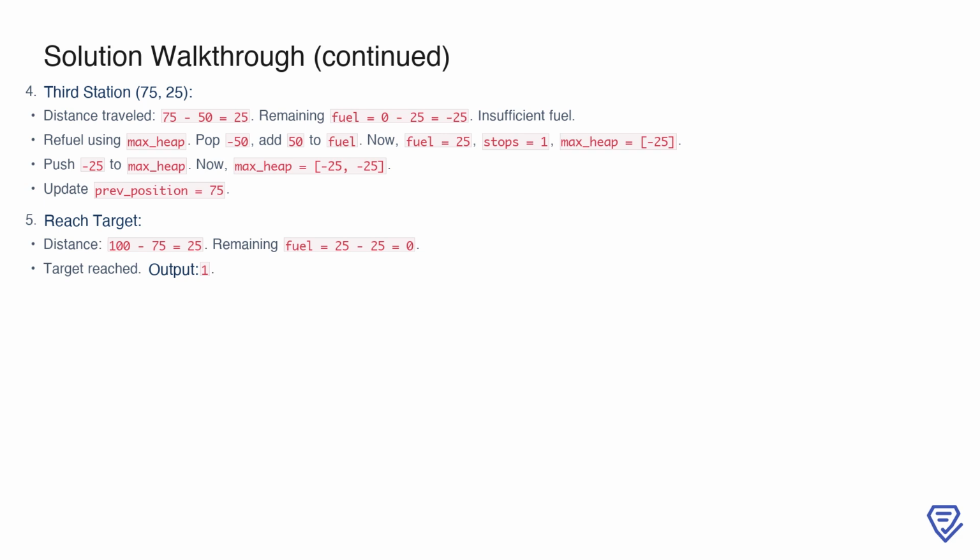After refueling, we push the 25 fuel from this station into the max heap as minus 25, so the heap now contains minus 25 and minus 25. The previous position is updated to 75. Finally, we calculate the distance to the target, which is another 25 units. With exactly 25 units of fuel, we reach the target successfully. The total number of stops required is 1.